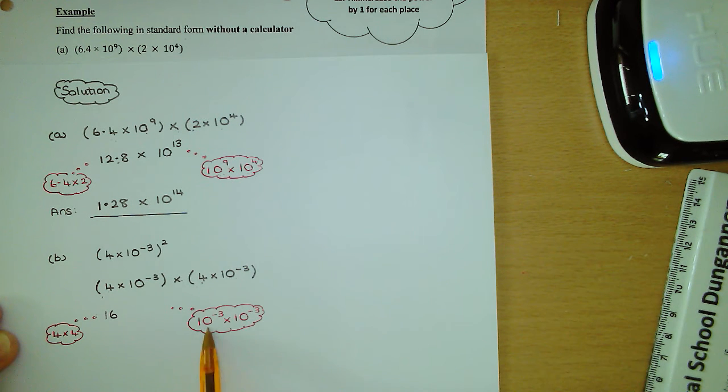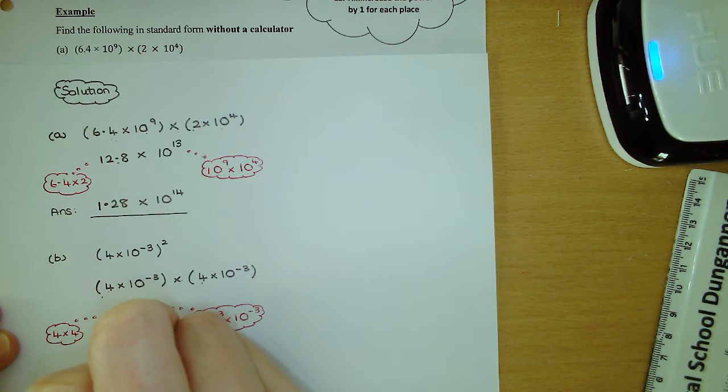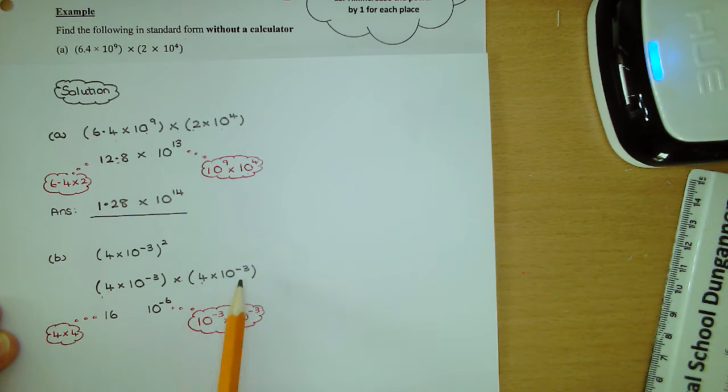Now again, when you multiply two indices with the same base, you add the powers. So it's going to be minus 3 plus minus 3. Well, a plus and a minus side by side are going to give you a minus, so it becomes minus 3 subtract 3, which is going to be minus 6. So we're going to be left with 10 to the power of minus 6. Now, because everything originally was being multiplied, what we're left with now is being multiplied.